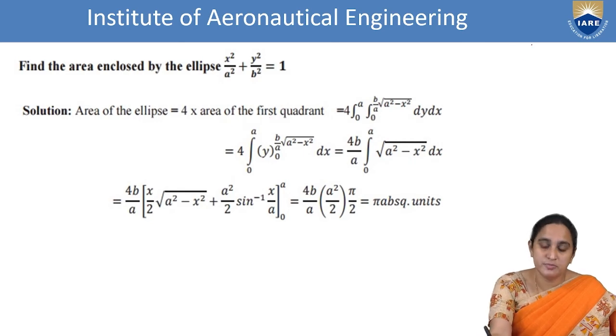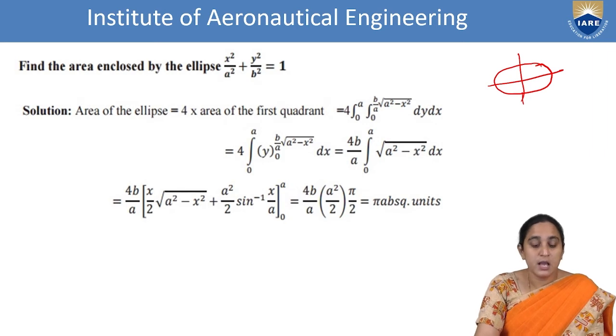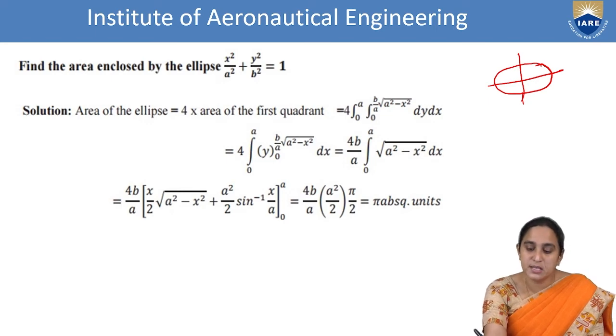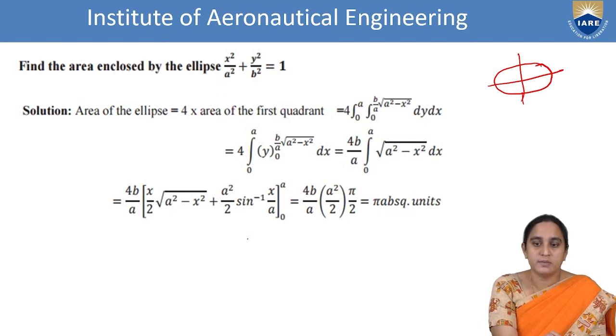This is the ellipse form. For that case I am using the formula 4 into area of the first quadrant. That means there are 4 parts. I calculate the answer for the first quadrant and multiply it by 4. Therefore the total ellipse area is 4 into area of the first quadrant. That's the formula. Now first we have to find the limit points from the given ellipse equation.